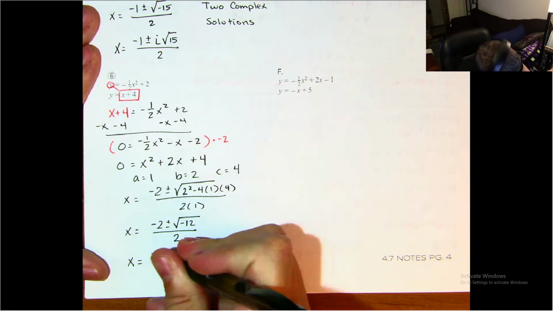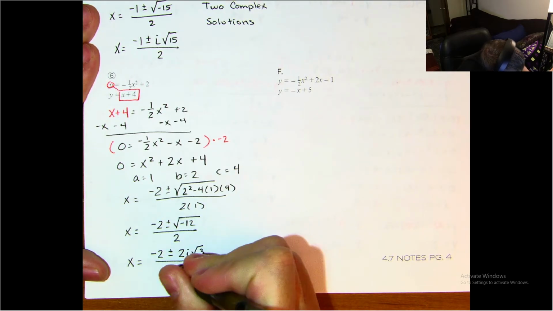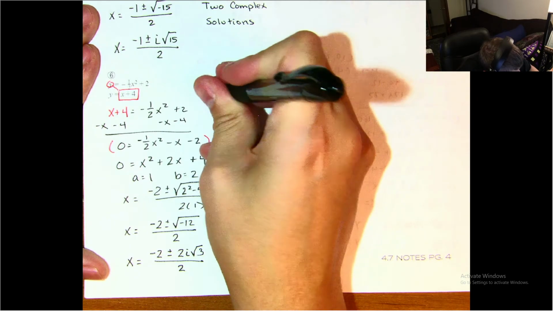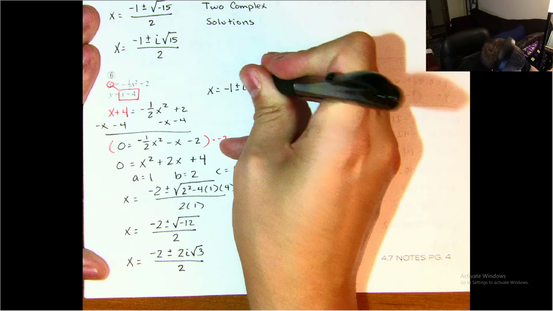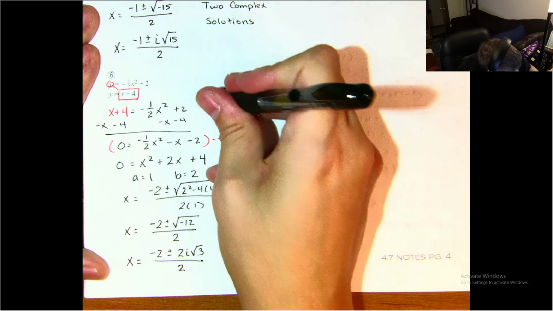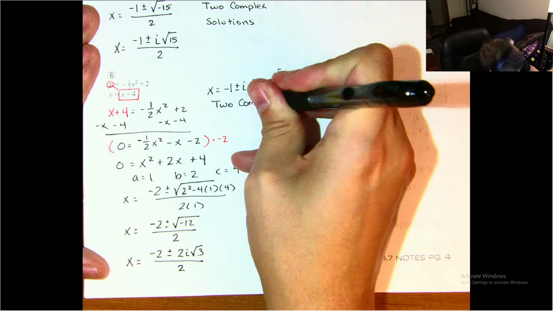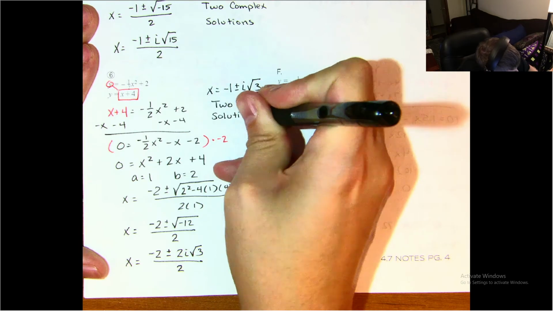into 2i square roots of 3 over 2. These are all divisible by 2, so I would like that simplified. x is equal to negative 1 plus or minus i square roots of 3. Okay, and then again, here we got i. This is two complex solutions.